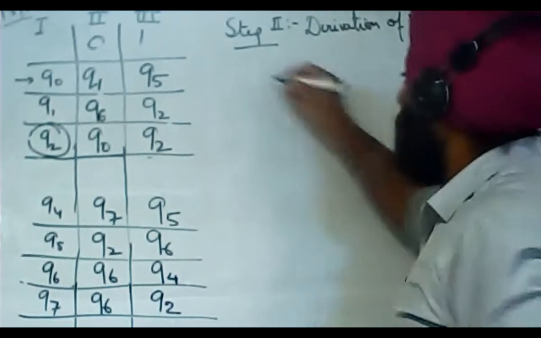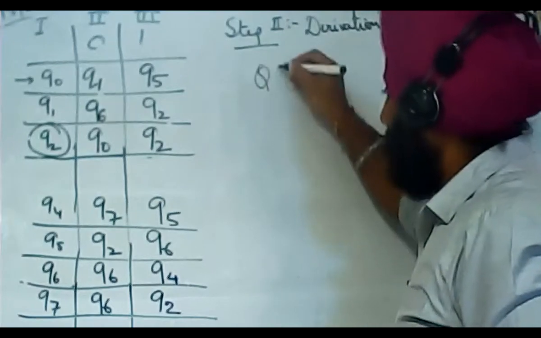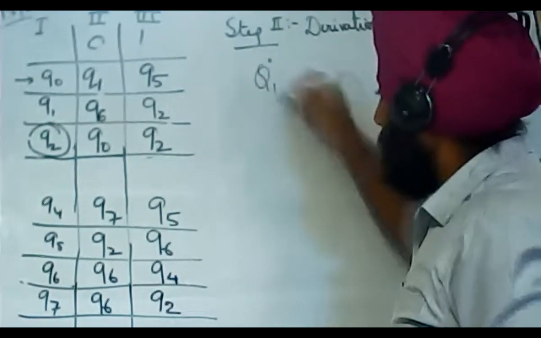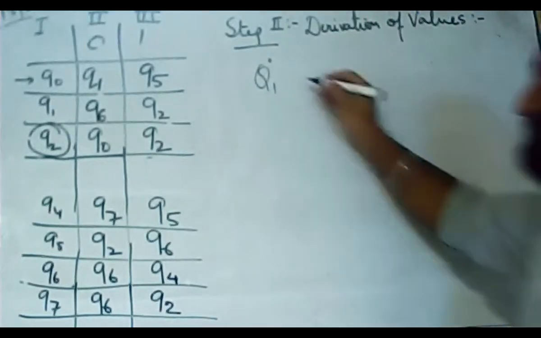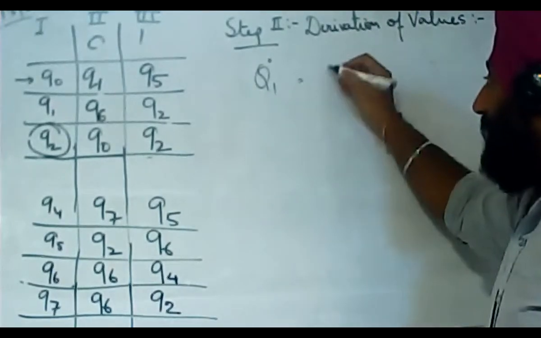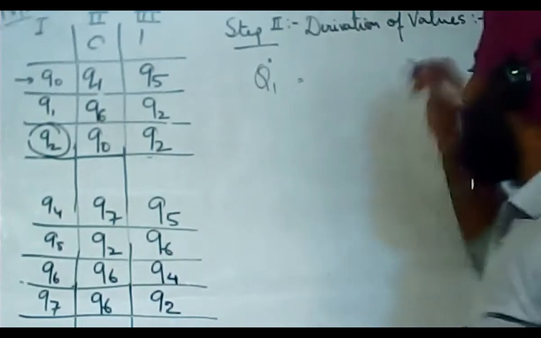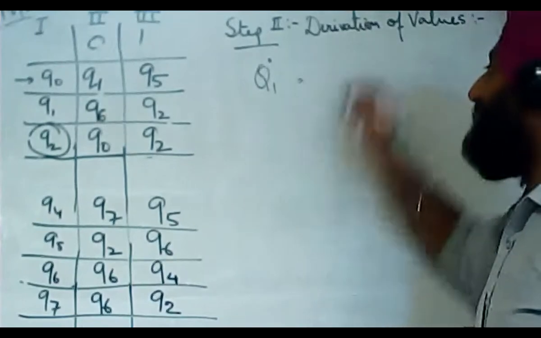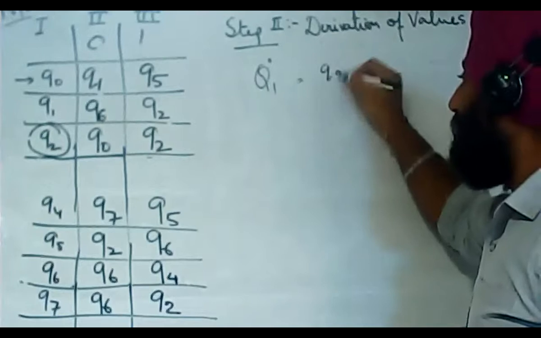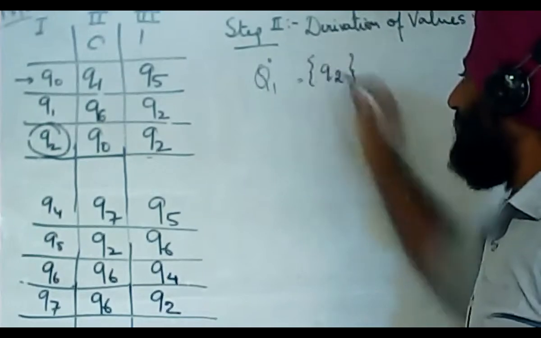So your first value is Q1 degree. So Q1 degree is a collection of your final states. So in Q1 degree, you have to write all your final states. So here we have only a single final state, that is Q2. So only Q2 will be written over here.